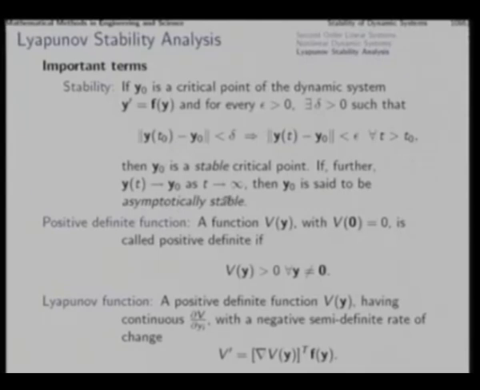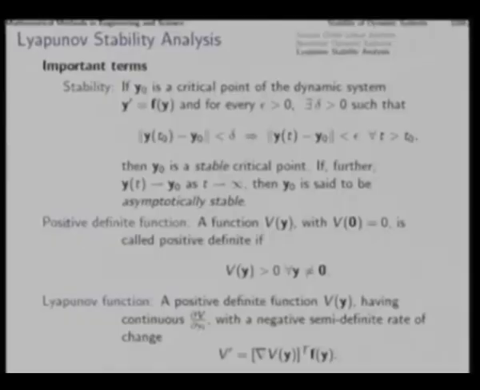You would be able to see that in the earlier case, stable nodes and spirals were asymptotically stable. On the other hand, center points, which were always stable, were stable but not asymptotically stable, because in that case the trajectory does not approach the critical point.